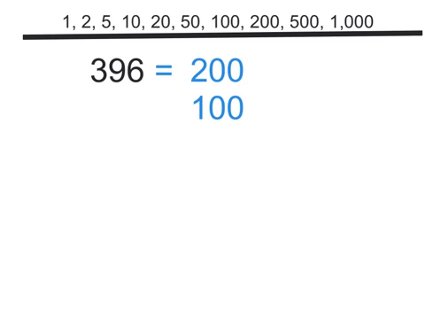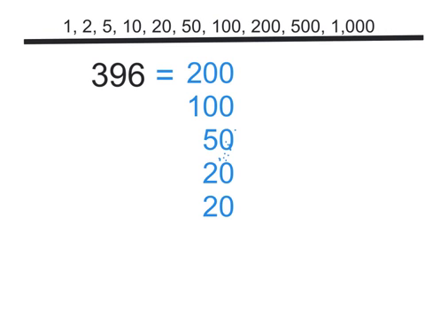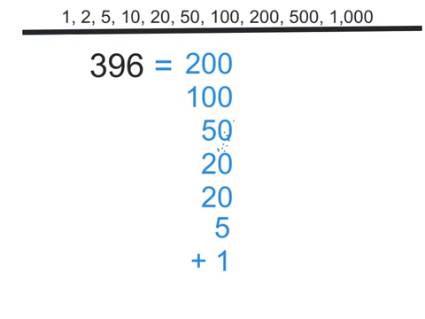Now that we have the 300s, we move to the tens place and we have 9 tens. What are the easy counting numbers that add up to 90? As you can see, 50, 20, and 20 are the three easy counting numbers that add up to 90. Now, lastly, we move to the ones place. What are the two easy counting numbers that add up to 6? 5 and 1. So 396 is made out of 7 easy counting numbers: 200, 100, 50, 20, 20, 5, and 1. How did you do?